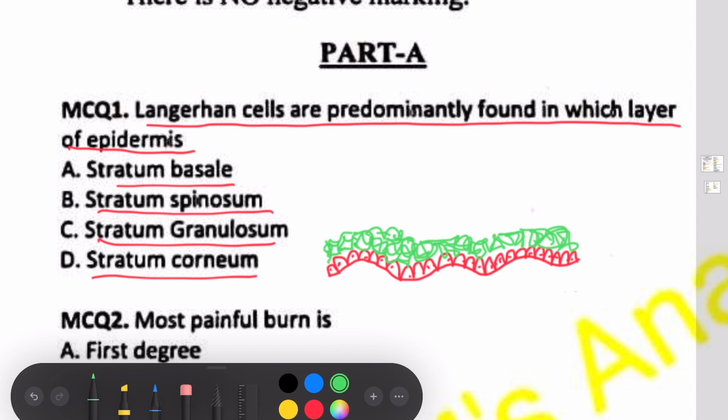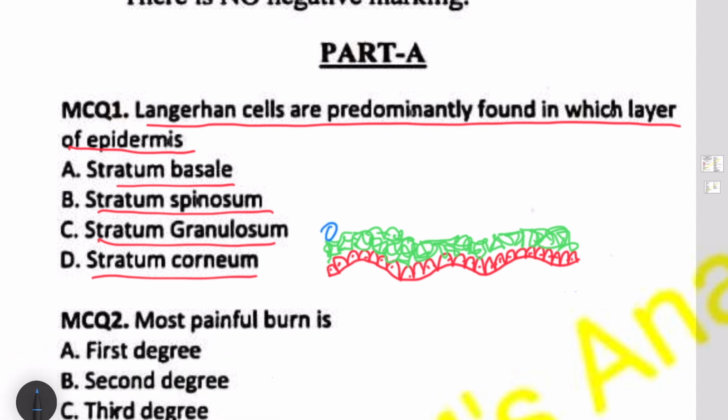Then above this, you find another layer of polygonal cells. This again is also multi-layered epithelium. These polygonal cells are arranged in 3 to 4 layers. They have this protein deposition, called keratohyalin. And this layer is called stratum granulosum.